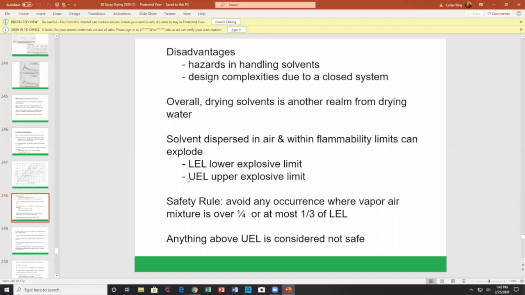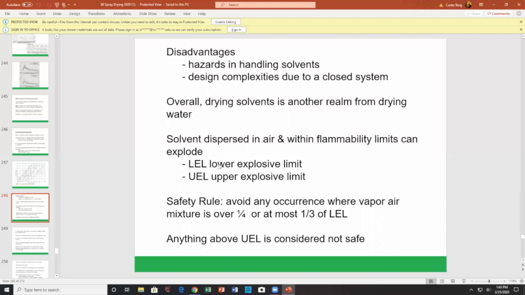Anything above the upper explosion limit should be considered unsafe, because the upper explosion limit can easily be diluted down to where it reaches the explosion limit or gets to the location where it's an explosive mixture. So anything above the UEL is unsafe. Anything between these two is obviously unsafe.